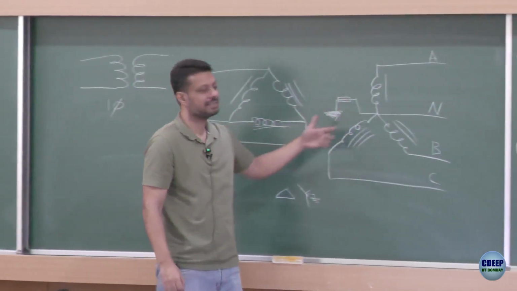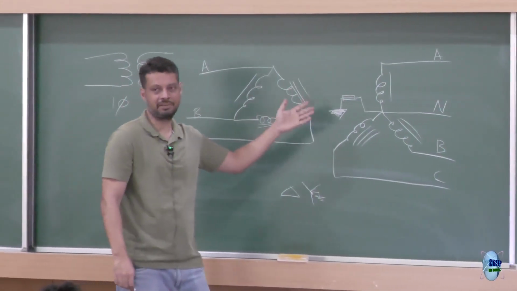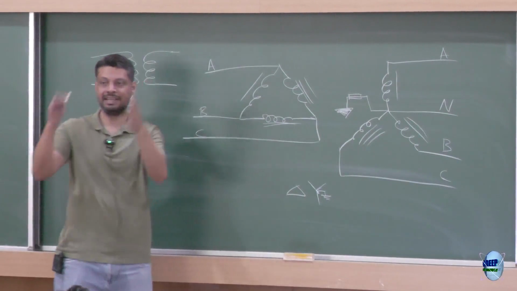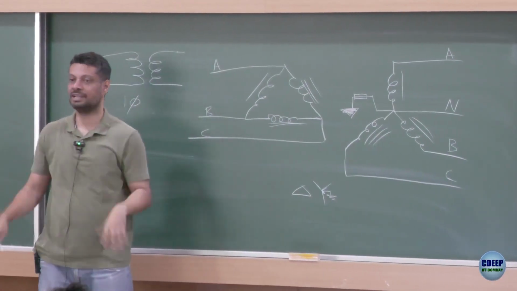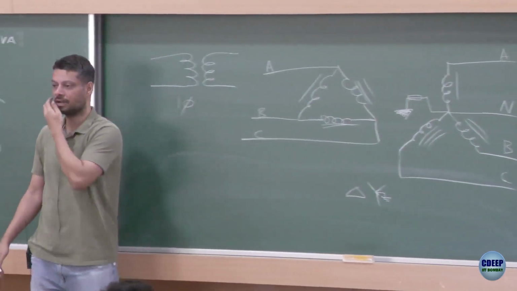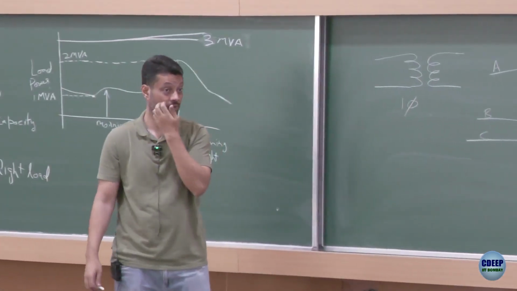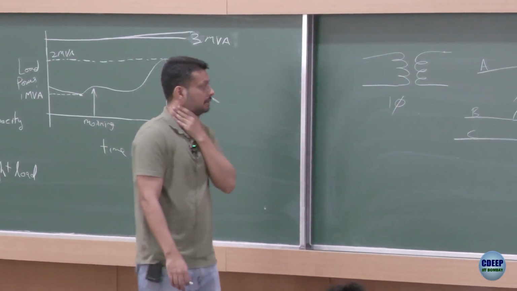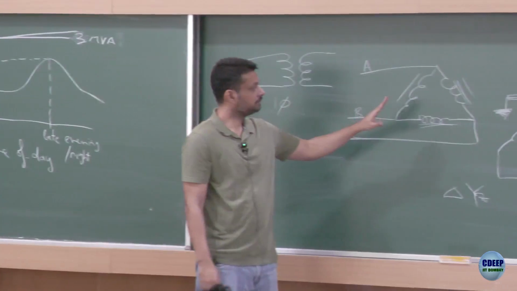This is also an equivalent circuit. In reality, it would look like 3 limbs and then coils wound on those 3 limbs. This is the symbol, this is the circuit. In reality, you can Google it, you can see how a transformer looks. You have seen it in the lab also, we have shown you last semester.